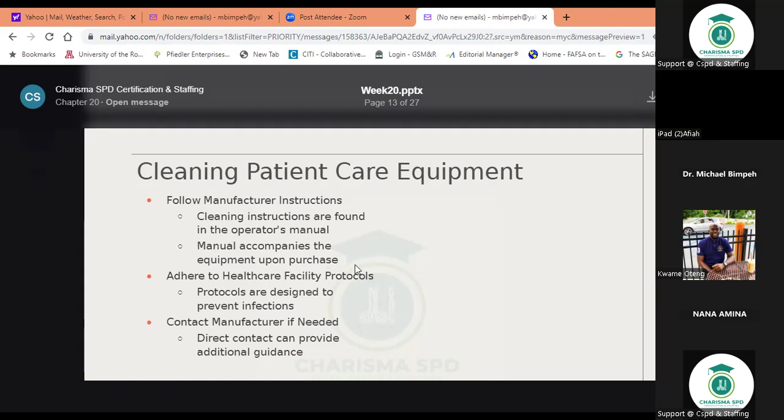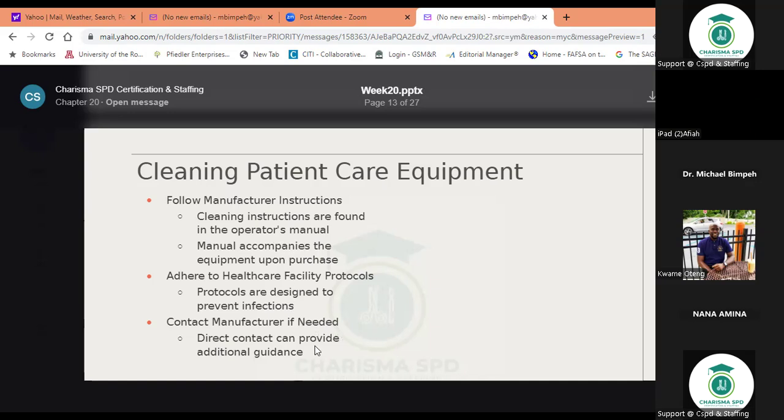The manual accompanies the equipment, of course. Just like when you buy a new TV, it comes with a manual. You buy a microwave, it comes with a manual. Protocols are designed to prevent infections. So when you are asked to be in your full PPE, fluid-resistant gown, face shield, mask, head cover, shoe covers, etc., it is to protect you. Remember, what your eyes cannot see doesn't mean that it's not there.